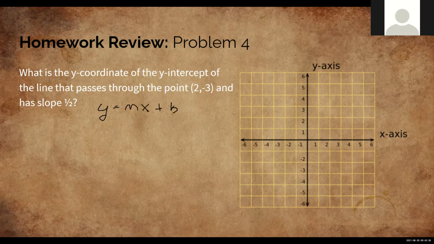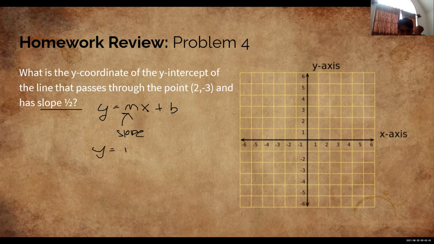Now, somebody remind me what m in this slope-intercept form is. M is the slope. That is correct. So my slope is 1/2, right? So why couldn't I just do this? Our slope is 1/2, so we just substitute that in our equation. Does that make sense to everyone?